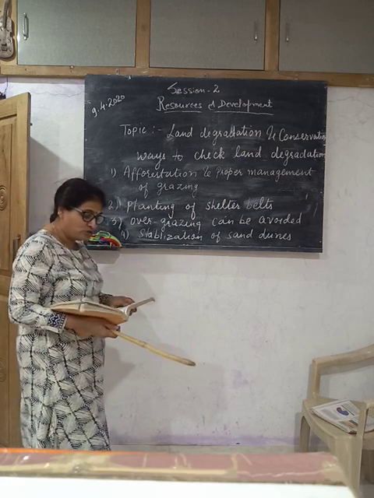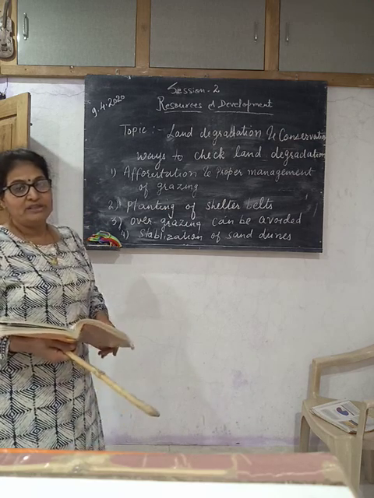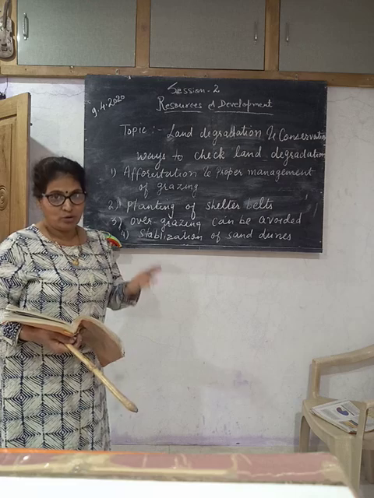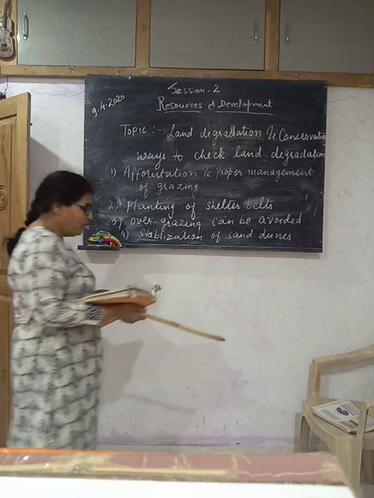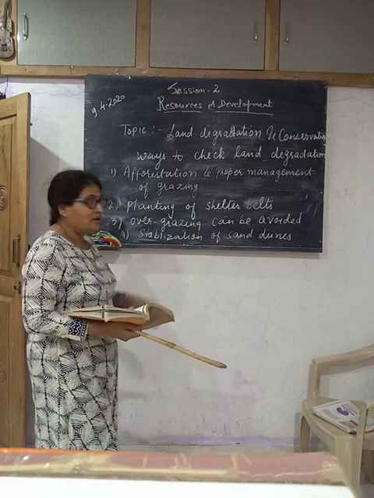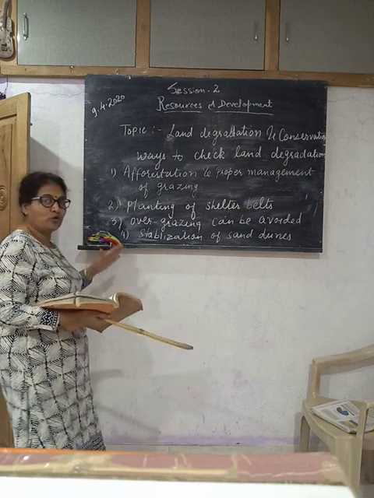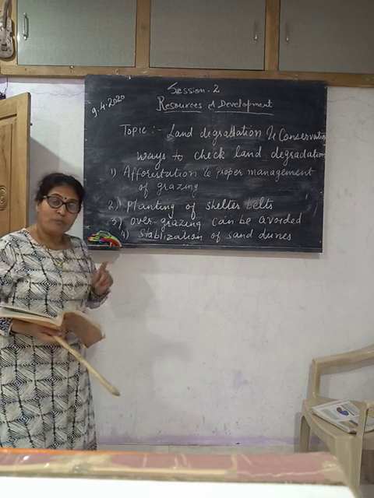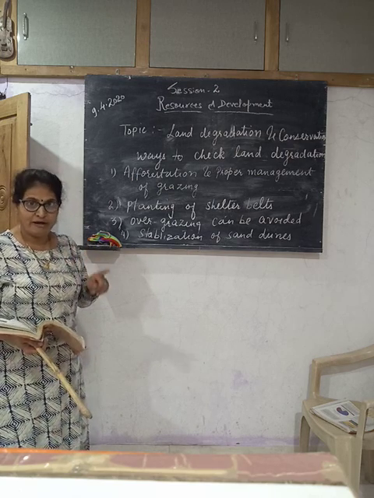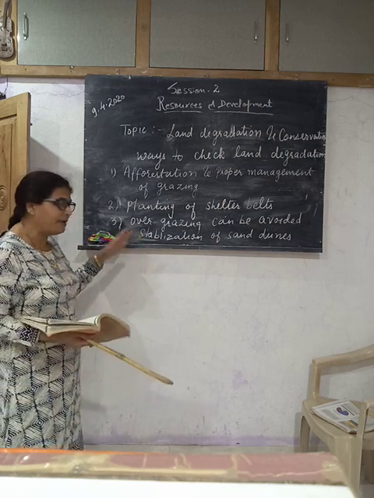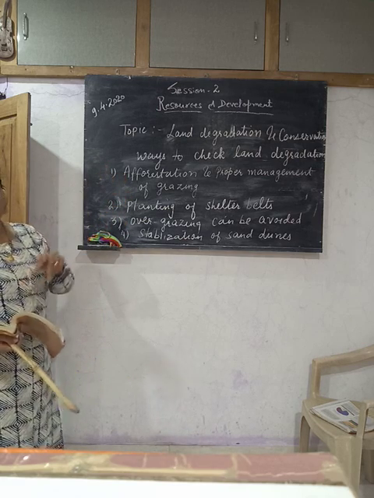Another way to check land degradation is proper management of wasteland. Trees can be grown on wasteland so that it can be brought into cultivable land. Then control on mining activities. Government should take some action on mining activities, so there should be control on mining activities. Then proper discharge and disposal of waste effluents coming out from factories or industries. If proper management and proper discharge can be done, then these are the ways to check land degradation.